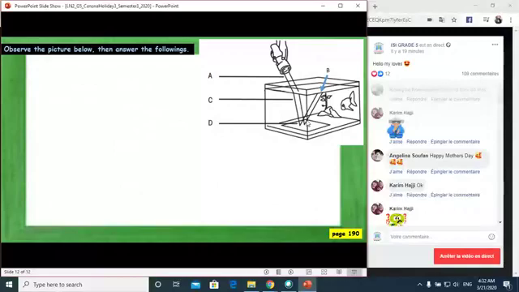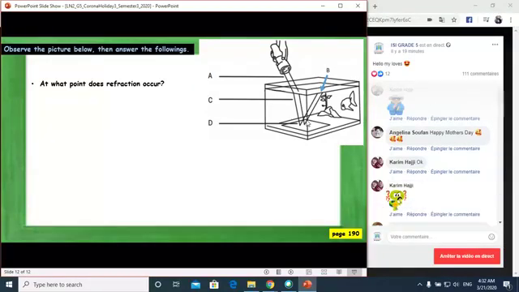Okay. Now I think this is the last question. We did it last time, but I will do a quick revision about it. Then we'll start with our new lesson. At what point does refraction occur?